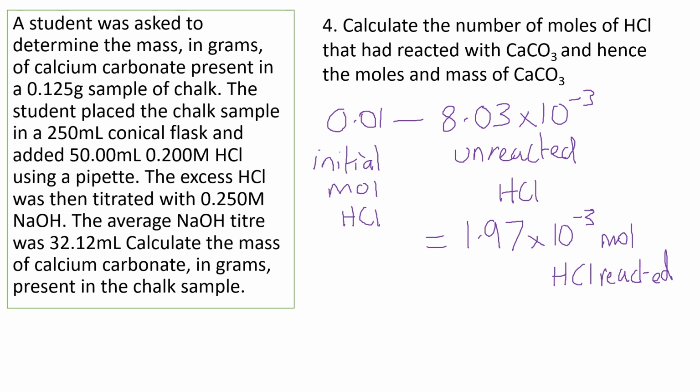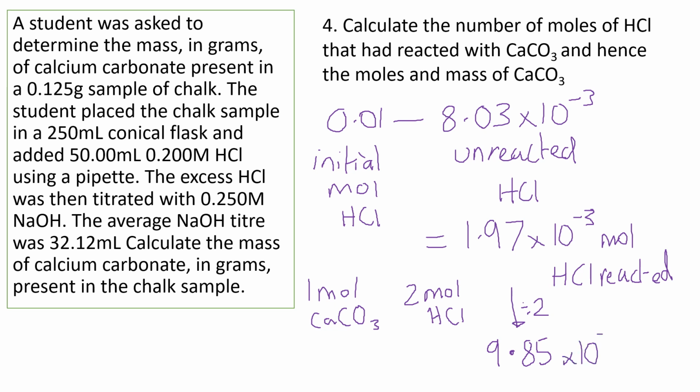So calculate the number of moles of HCl that had reacted with calcium carbonate, and hence the moles and the mass of the calcium carbonate. Well, if we remember back to the very beginning of the video, when we put up the balanced equation, we had 1 mole of calcium carbonate reacting with 2 moles of HCl. So if we know the number of moles of HCl, to work out the moles of calcium carbonate, we have to divide by 2. And that comes out as 9.85 times 10 to the minus 4 moles of calcium carbonate.